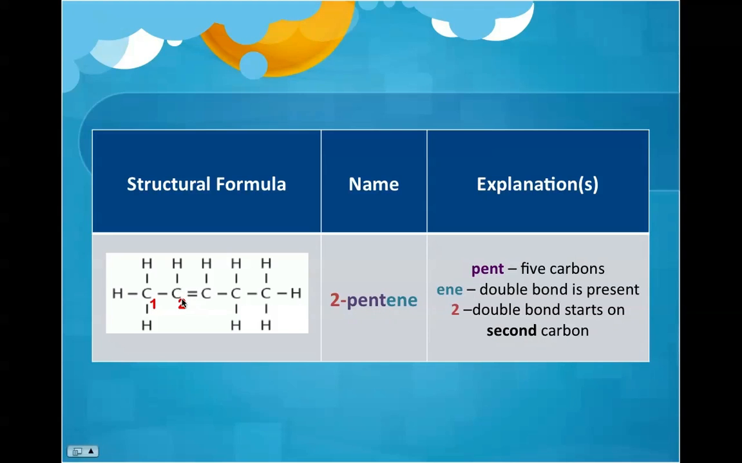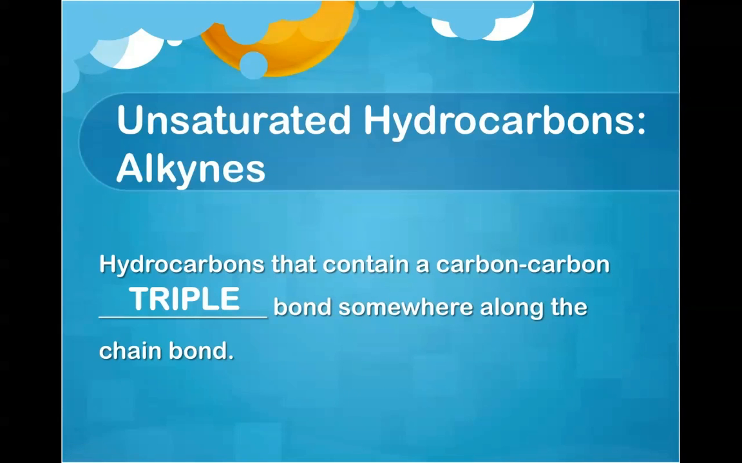We have a double bond present, so I have ENE, and then I place a 2 out in front to represent where that double bond is located. So it's the second carbon in. All right, and then finally alkynes.